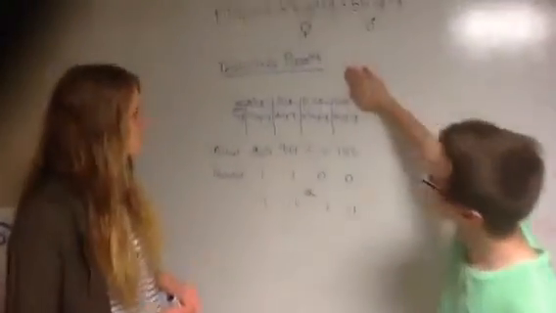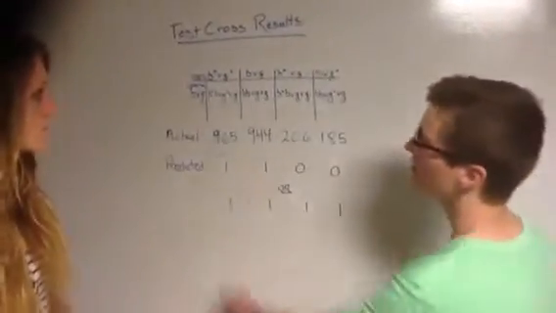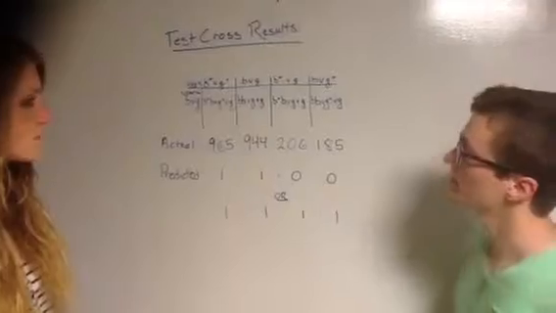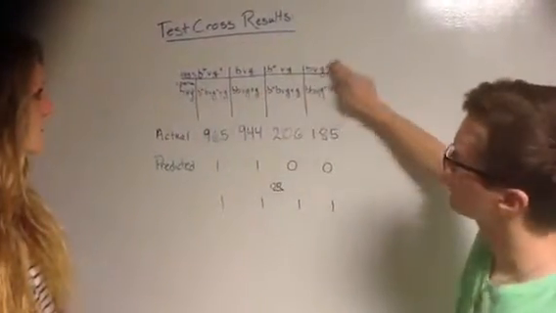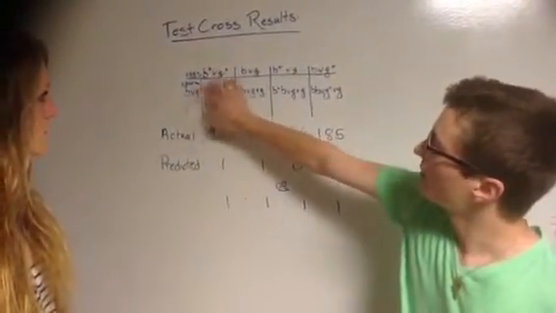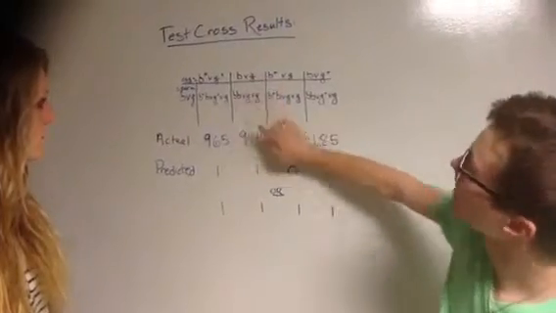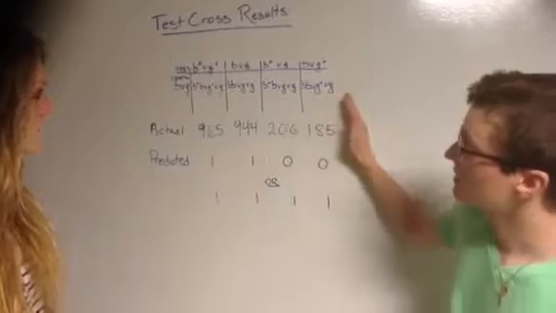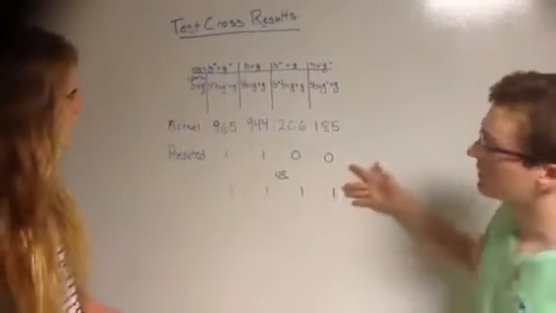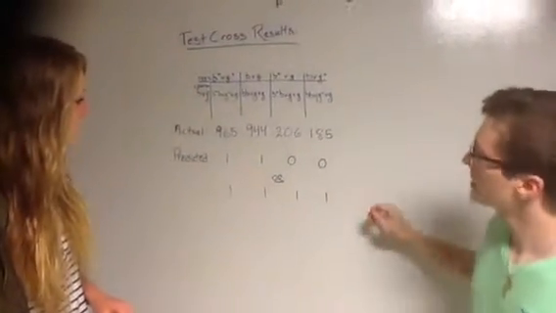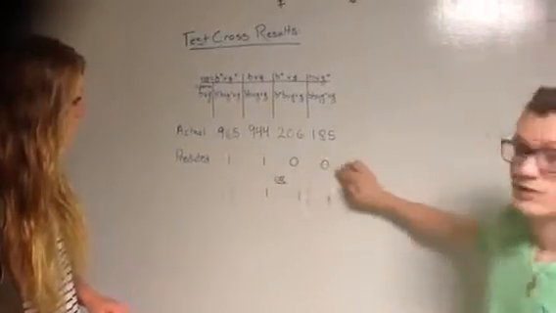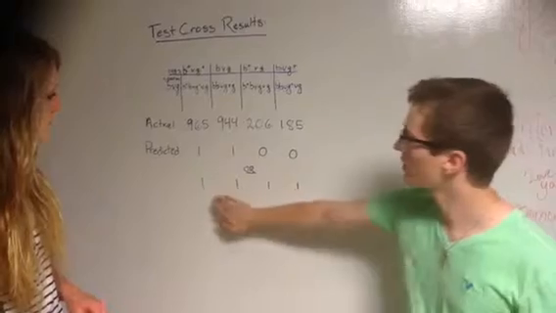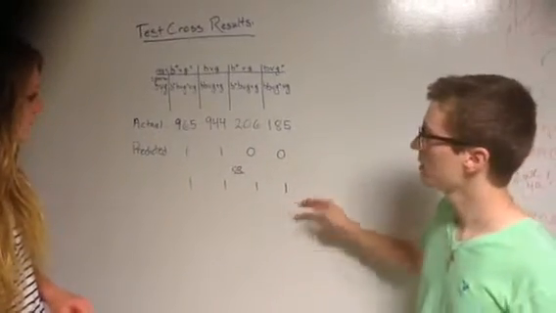Here are the test cross results. Here we have the sperm, which is always b VG since it's recessive, but the eggs could be any of these. They could be both dominants, both recessives, or a dominant and recessive combination. The predicted values show us that if you got a 1 to 1 to 0 to 0, it would be on the same chromosome, theoretically. And if you got a 1 to 1 to 1 to 1 for all these results, it would be on separate chromosomes.